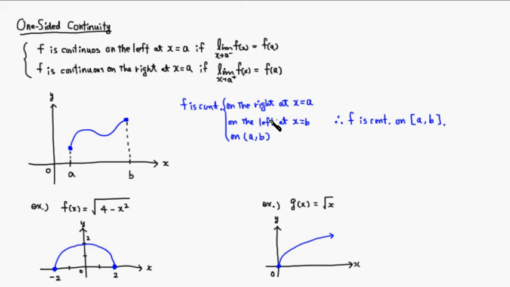Right, so let's look at a couple of concrete examples. So first one, f(x) is equal to the square root of 4 minus x squared. All right, this is just a semicircle with radius 2, so it looks like this. You can see that this function is continuous, starting from -2 and all the way to +2. So it's continuous on the closed interval from -2 to 2.